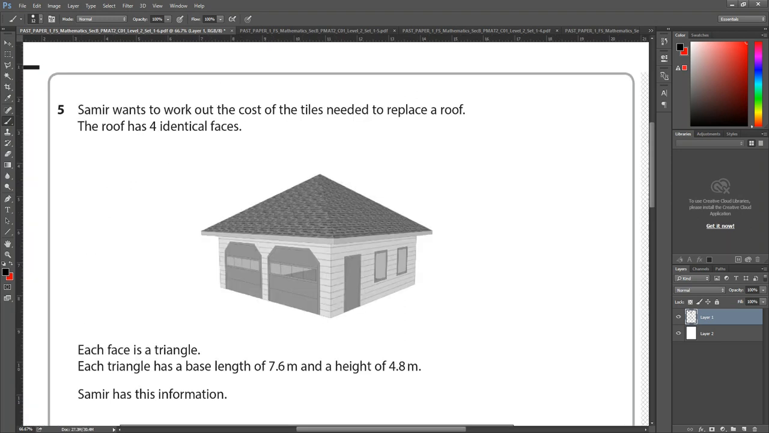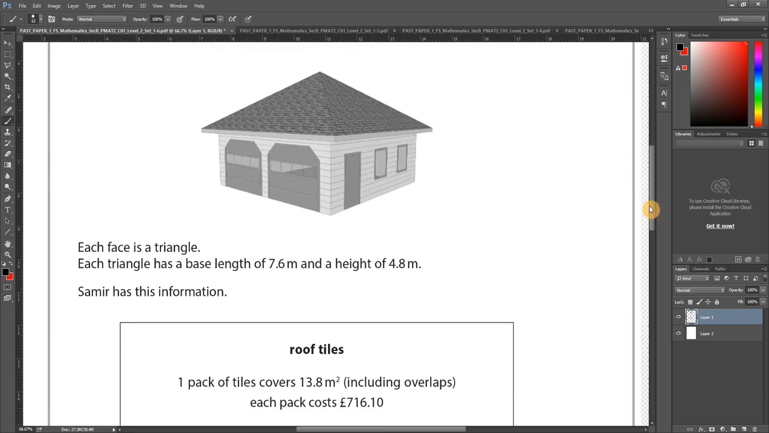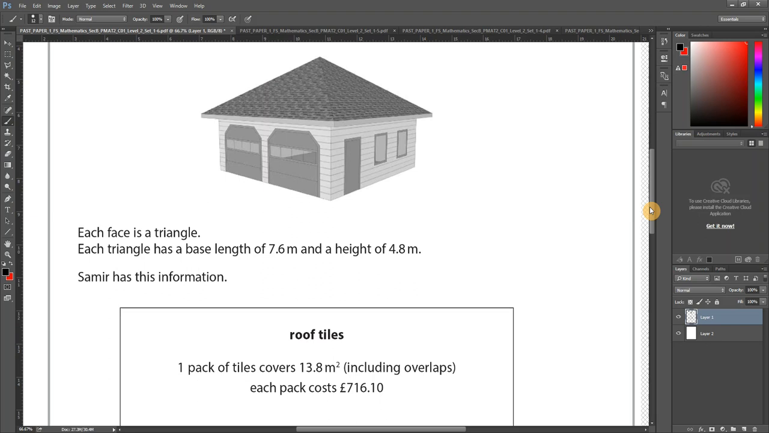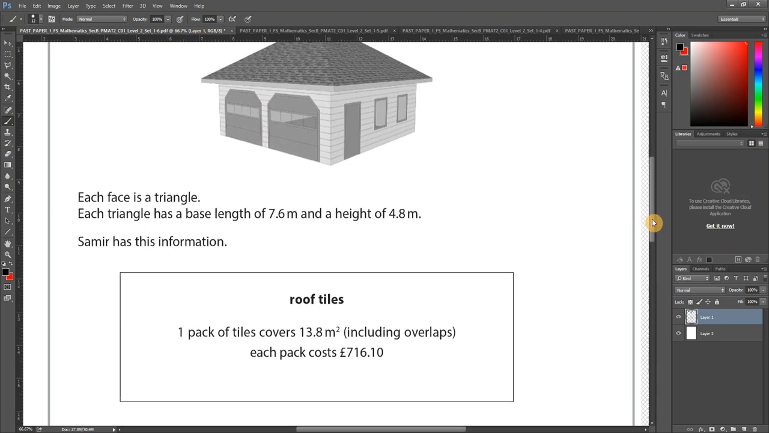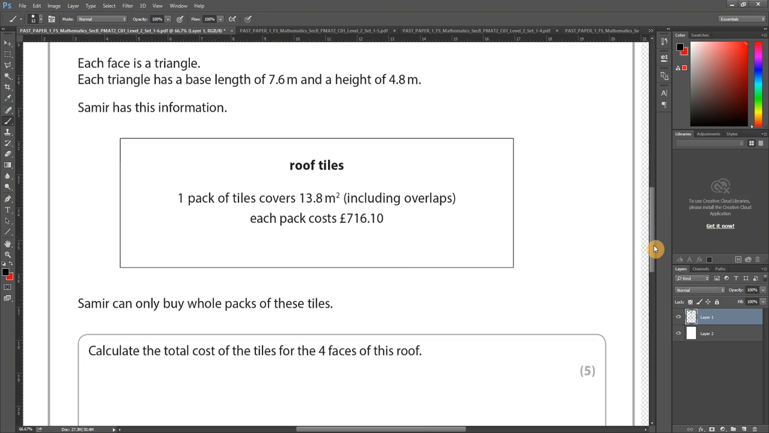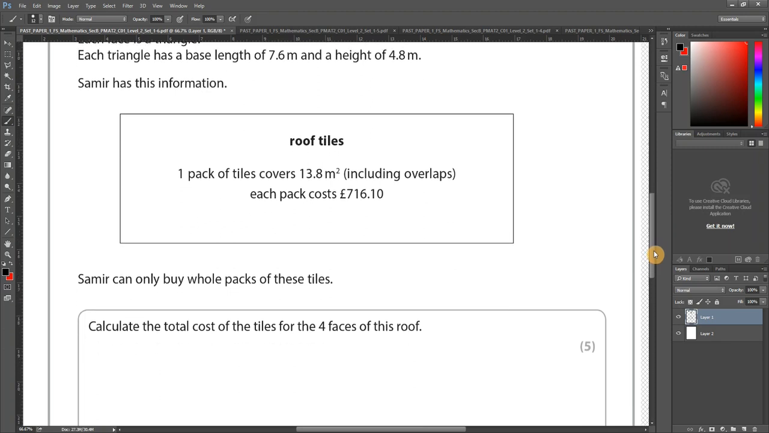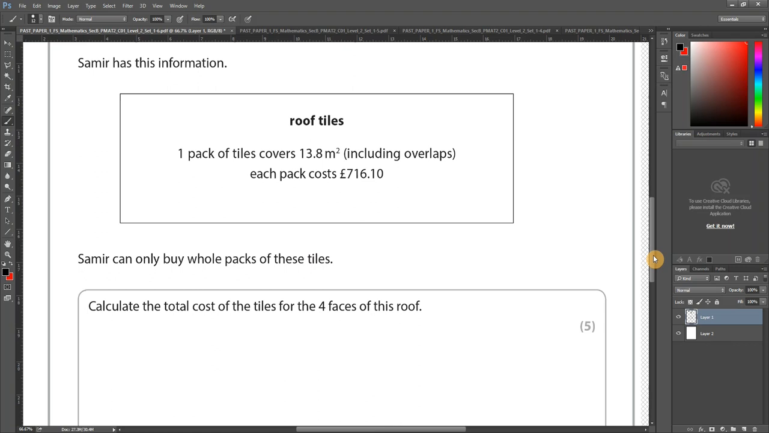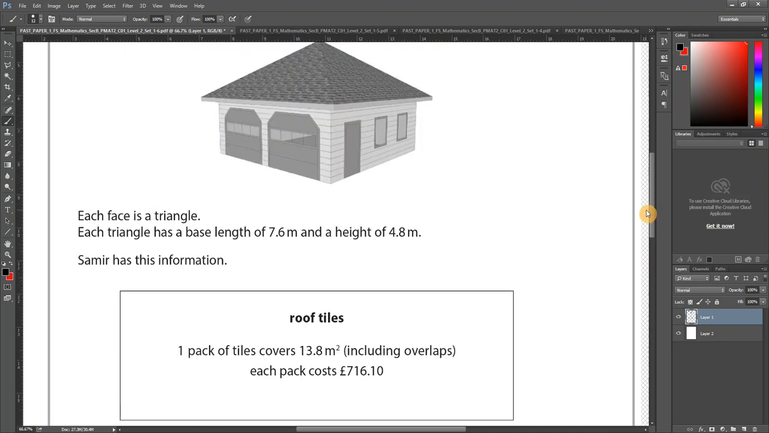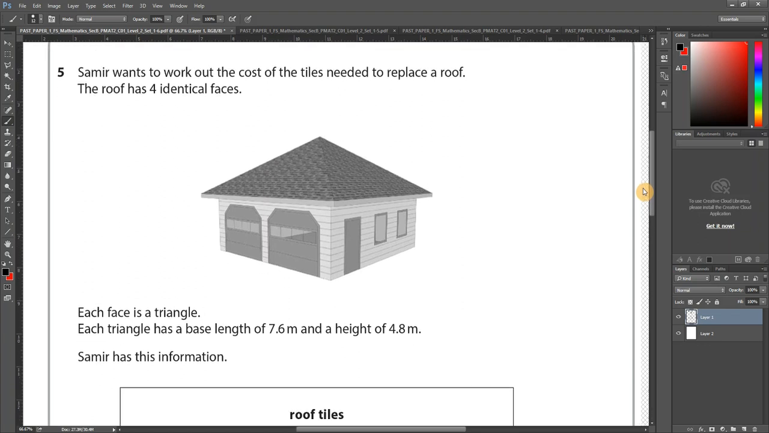Question 5. Sammy wants to work out the cost of the tiles needed to replace a roof. The roof has 4 identical faces. Each face is a triangle. Each triangle has a base length of 7.6 meters and a height of 4.8 meters. Sammy has this information. Roof tiles. One pack of tiles covers 13.8 meters squared, including overlaps. Each pack costs £716.10. Sammy can only buy whole packs of these tiles. Calculate total cost of the tiles for the 4 faces of this roof. 5 marks. So if you imagine, the roof is made up of 4 triangles and they're all identical.